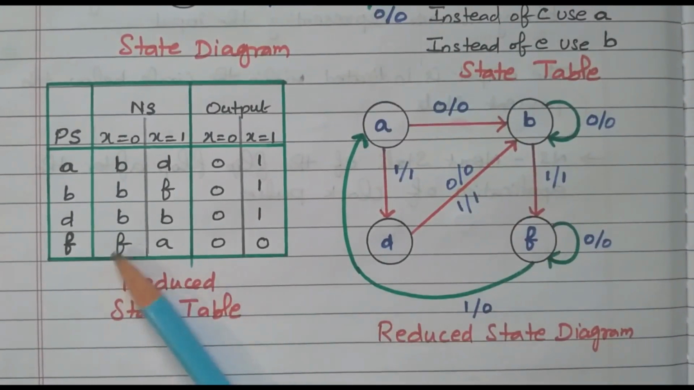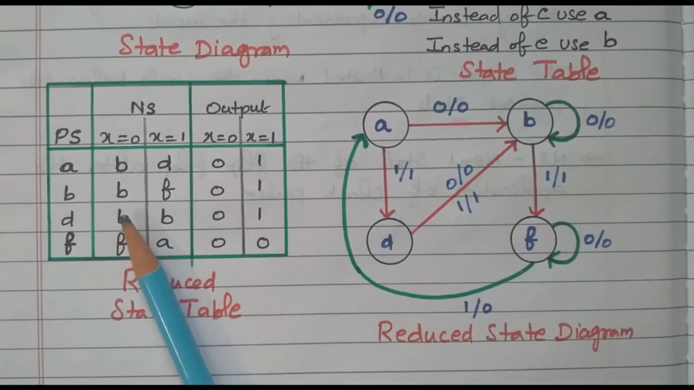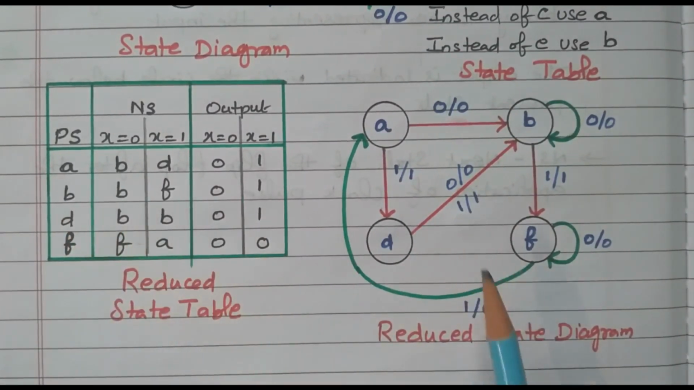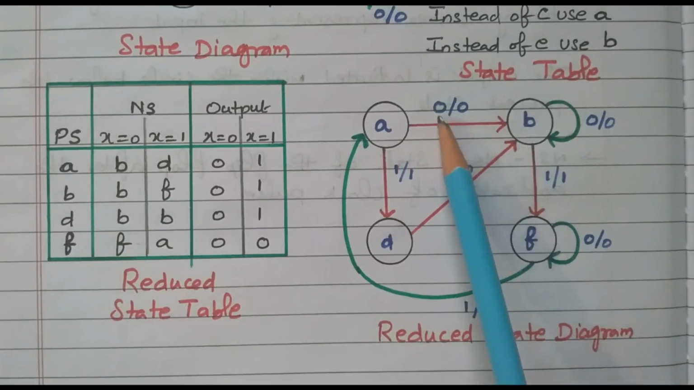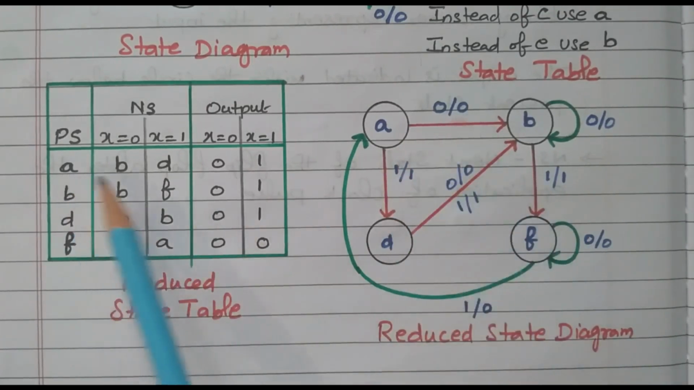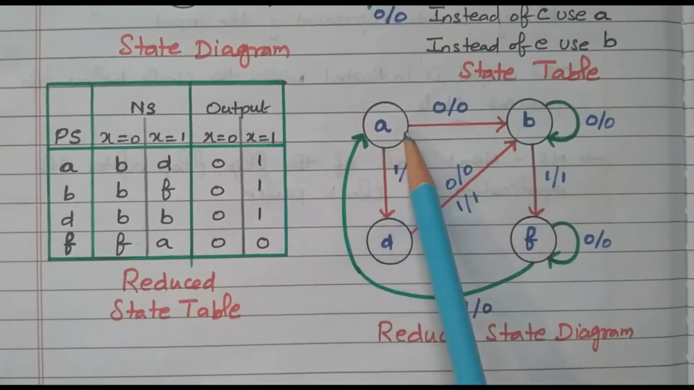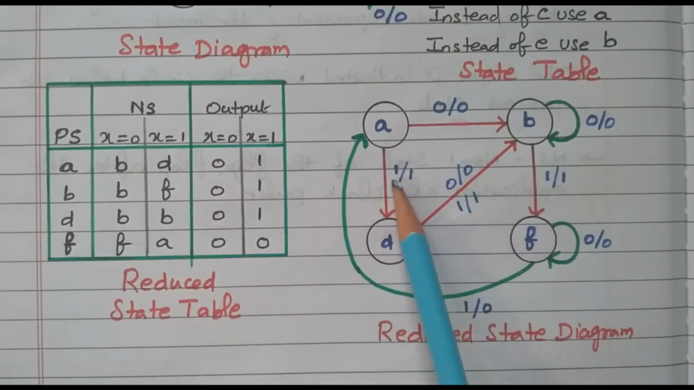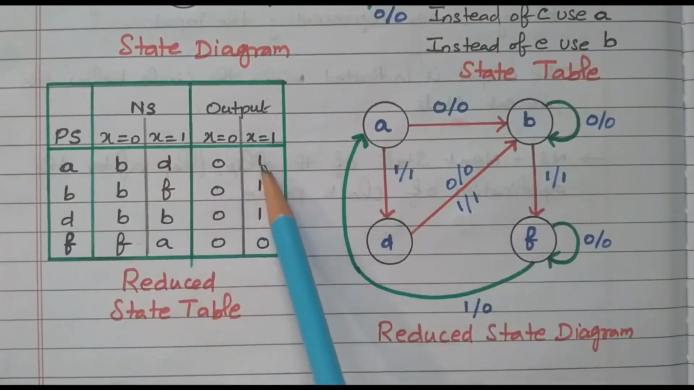So this is the reduced state table. There are only 4 rows available, as the third and fifth rows are eliminated. From this reduced table, we can draw the reduced state diagram. See this, now the state diagram is reduced, right? A goes to B when input is 0, output also 0, right? A goes to D when input is 1, output is 1.